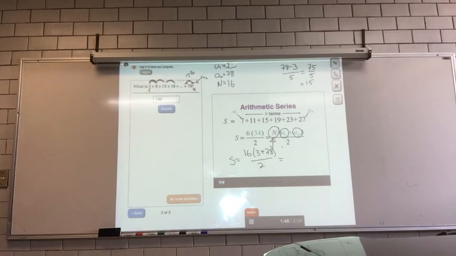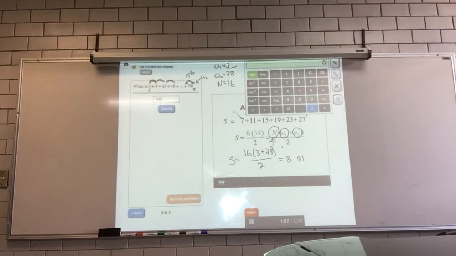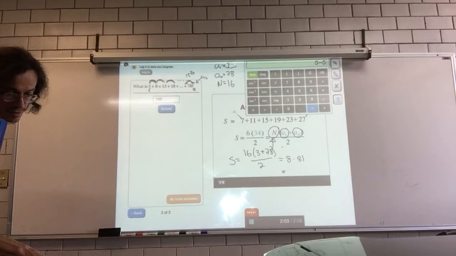16 divided by 2 is 8, and 3 plus 78 is 81. If we use our calculator, we get 8 times 81 is 648. So that's our answer, 648.